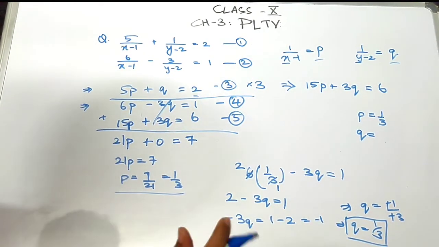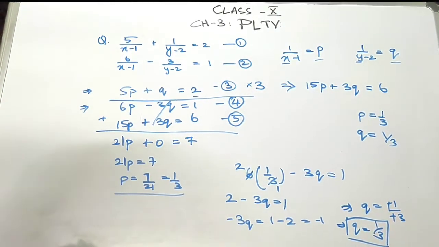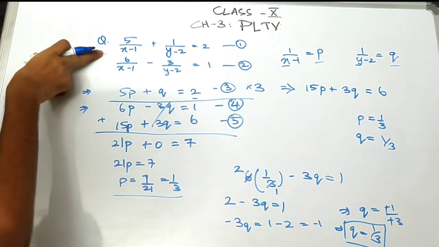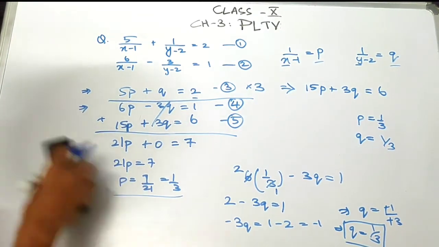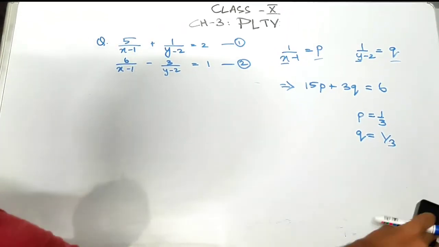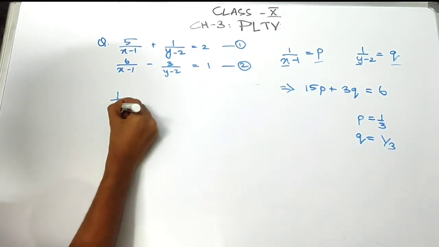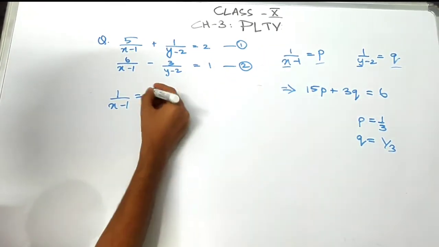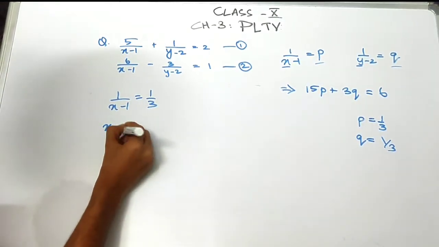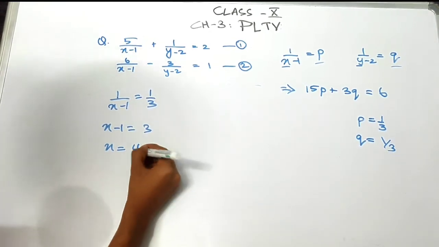But the question doesn't end over here. We have obtained the values of p and q respectively, but now we have to find the values of x and y. That was the original question and that is what we have to find. Since we have the values of p and q, let us start to solve for x and y. According to the given equations, 1 by x minus 1 is equal to p. Now our p is 1 by 3. So 1 by x minus 1 equals 1 by 3. So x minus 1 equals 3. Hence x is equal to 3 plus 1, which is equal to 4.